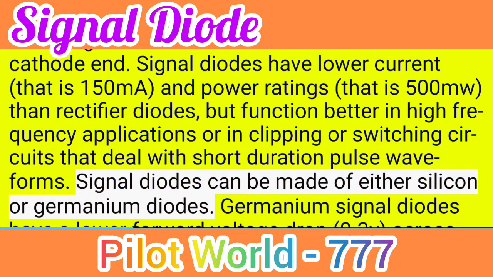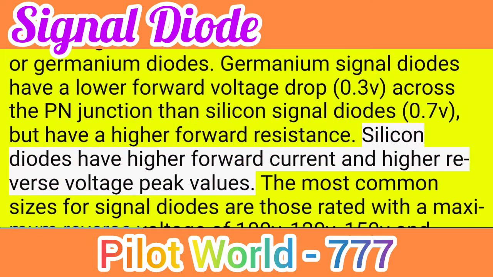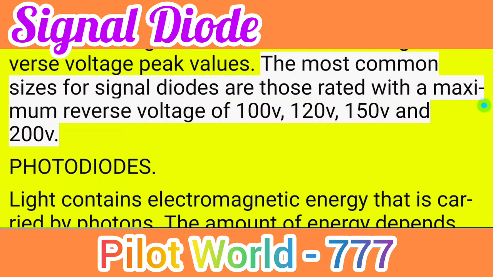Signal diodes can be made of either silicon or germanium. Germanium signal diodes have a lower forward voltage drop, 0.3 V across the PN junction, than silicon signal diodes, 0.7 V, but have a higher forward resistance. Silicon diodes have higher forward current and higher reverse voltage peak values. The most common sizes for signal diodes are those rated with a maximum reverse voltage of 100 V, 120 V, 150 V and 200 V.